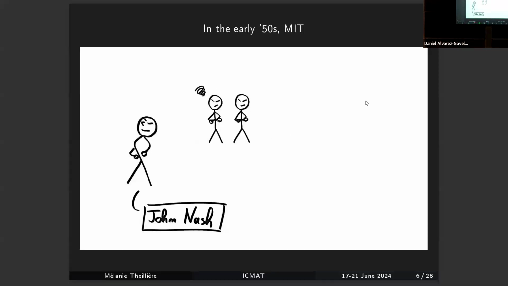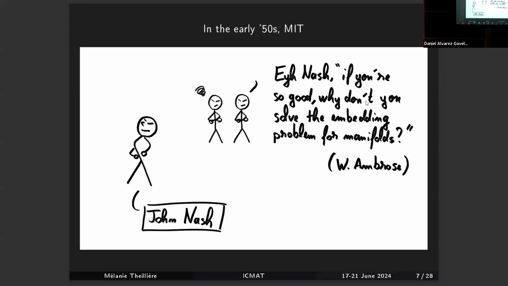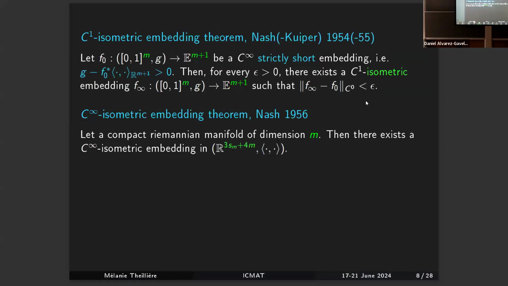until the early 1950s at MIT, where there is a mathematician, Nash, who is really confident, maybe a bit too much, and he annoys other people. At one time, one of his colleagues proposed a bet: Hey Nash, if you're so good, why don't you solve the embedding problem for manifolds? So Nash started to work on this problem, and just some years later he managed to obtain two theorems. One theorem in the case of C1 regularity, one theorem in the smooth regularity.